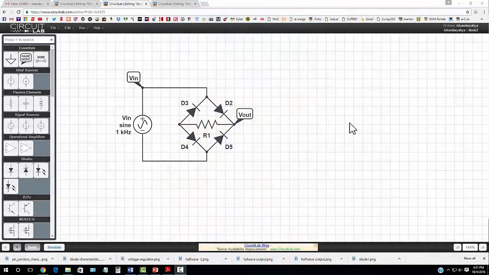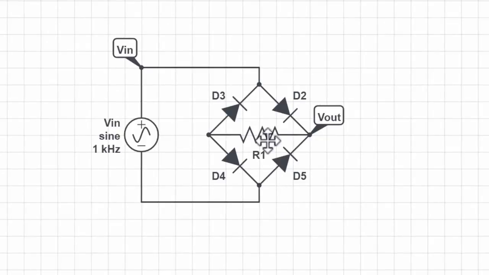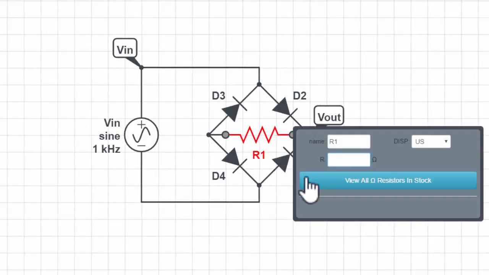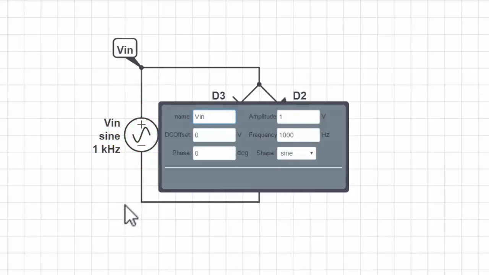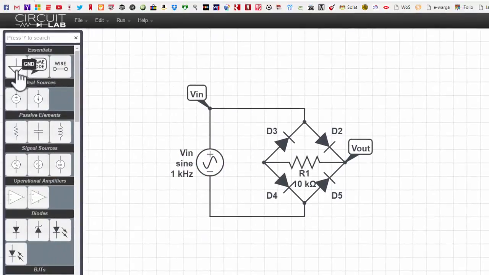Now let's do the simulation for our full wave rectifying circuit. Construct the circuit as such, and of course make sure that all the component values are correct, especially your resistor. It should be 10 kilo ohms. Okay, and then you should add a ground on your circuit like this.